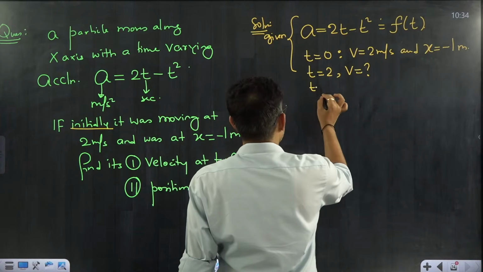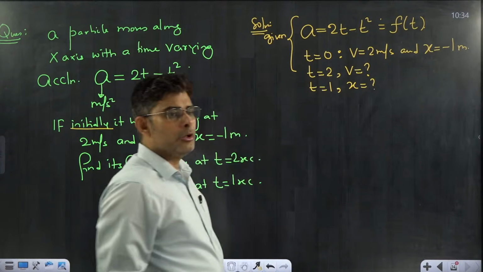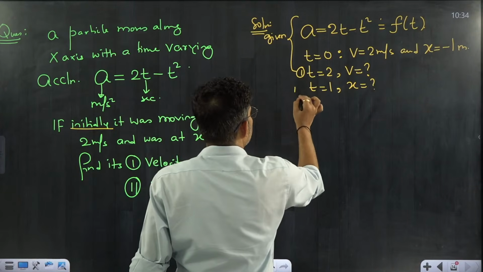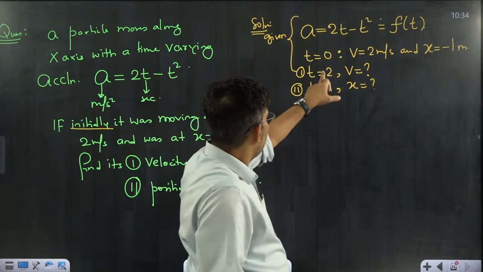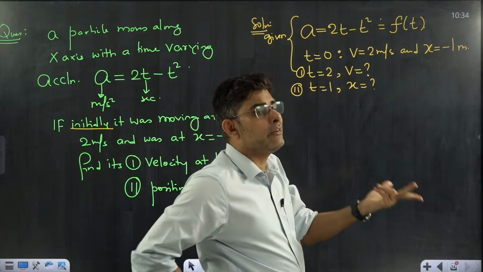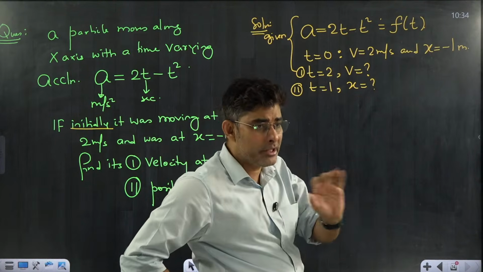At time t equals 1 second, they are asking what is the position. So let's see one by one what is required. First this one is required, second this one is required. Now, at t equals 0, velocity is 2. At t equals 2, what is the velocity? They are asking. That means I need velocity as a function of time.